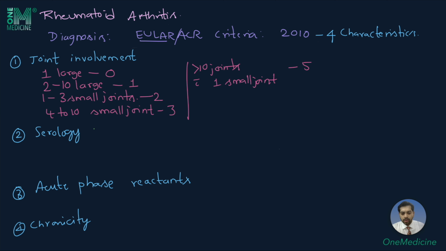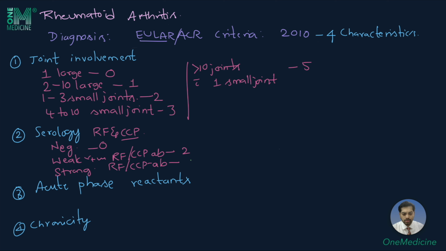Under serology, rheumatoid factor and CCP are assessed. If both are negative, the score is 0. If there is weak positive rheumatoid factor or CCP antibodies, then the score is 2. If there is strong positivity in rheumatoid factor or CCP antibody, then the score is 3. In acute phase reactants, ESR and CRP are assessed. In a normal ESR or CRP, the score is 0. And if the ESR or CRP is abnormal, that is, it is increased, then the score is 1.